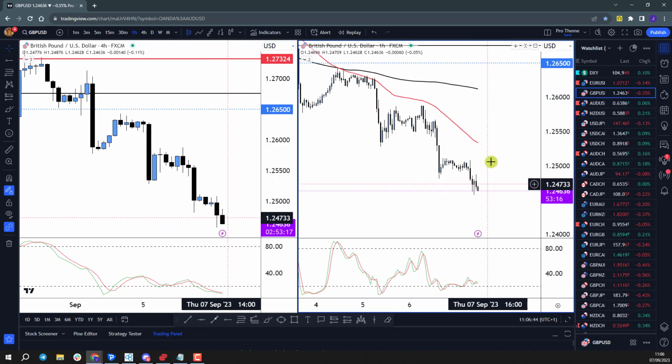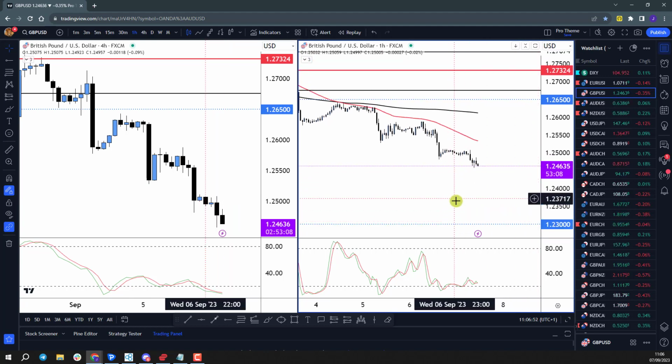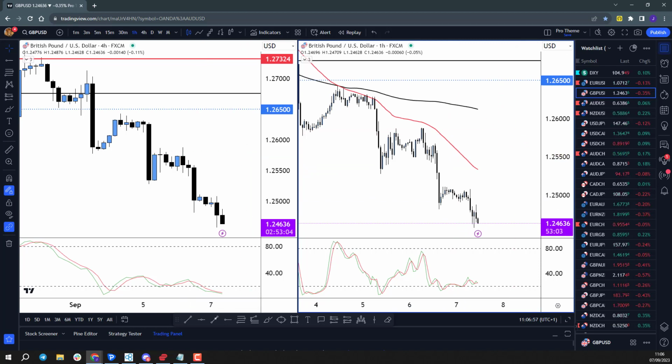Obviously, the initial jobless claims could push price back to the upside, maybe back into this 125. But we are below the 125 handle now. You know, I've got a level down here around about the 123, 123.50, where price could be heading towards. So there might be some opportunities on this market coming up.